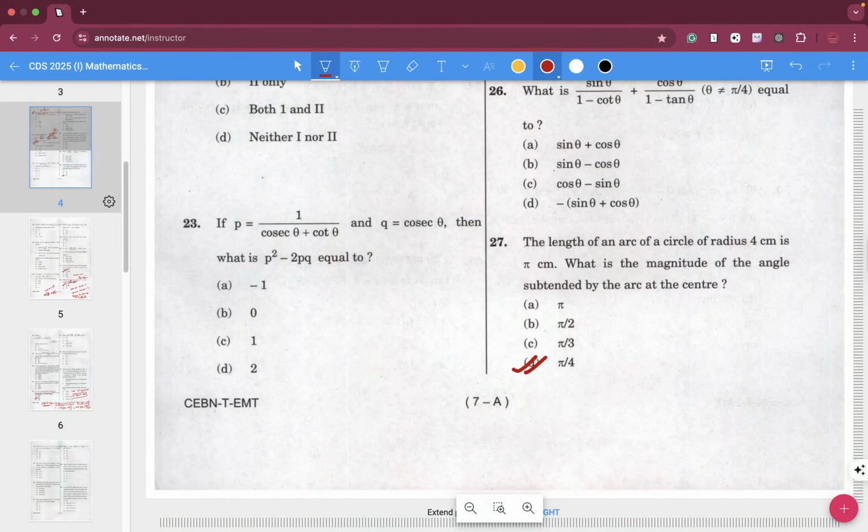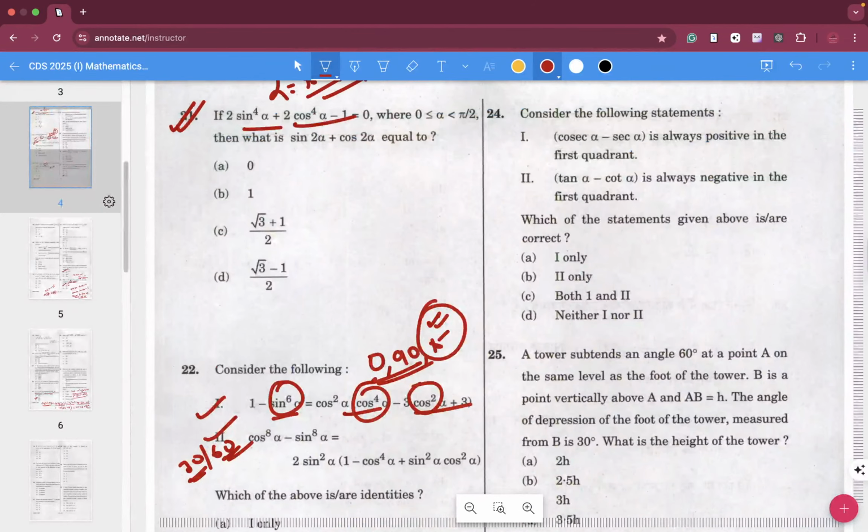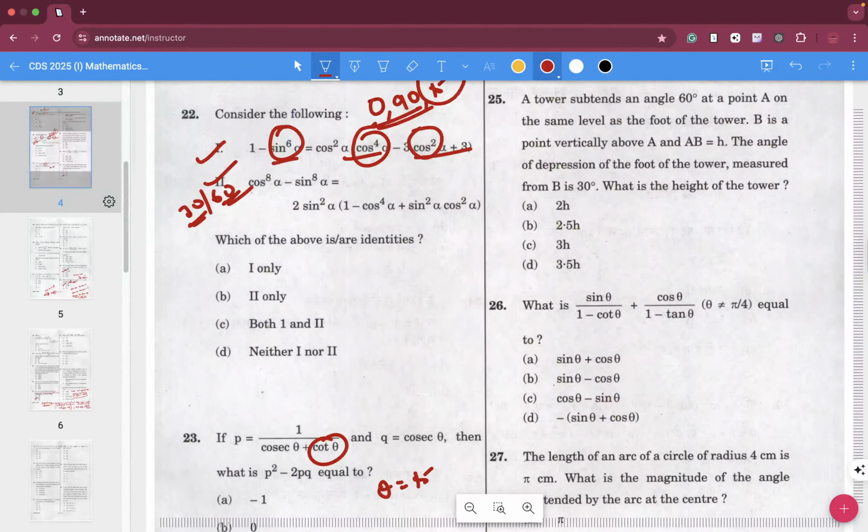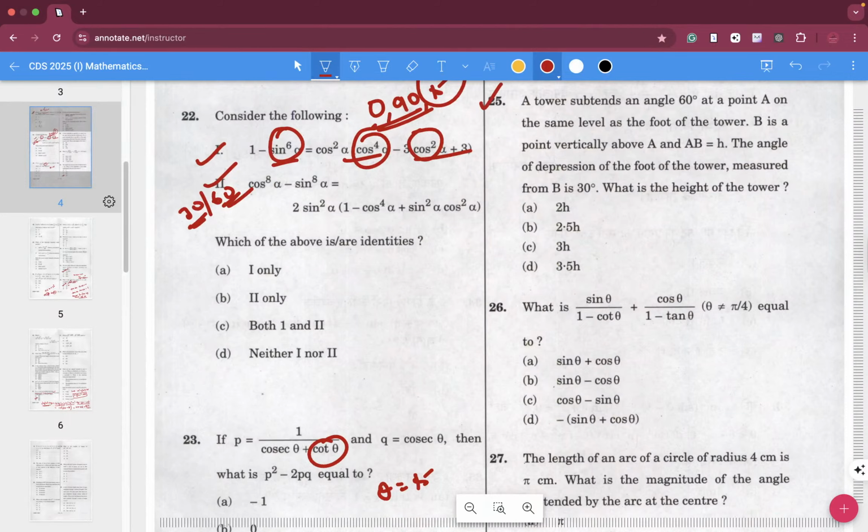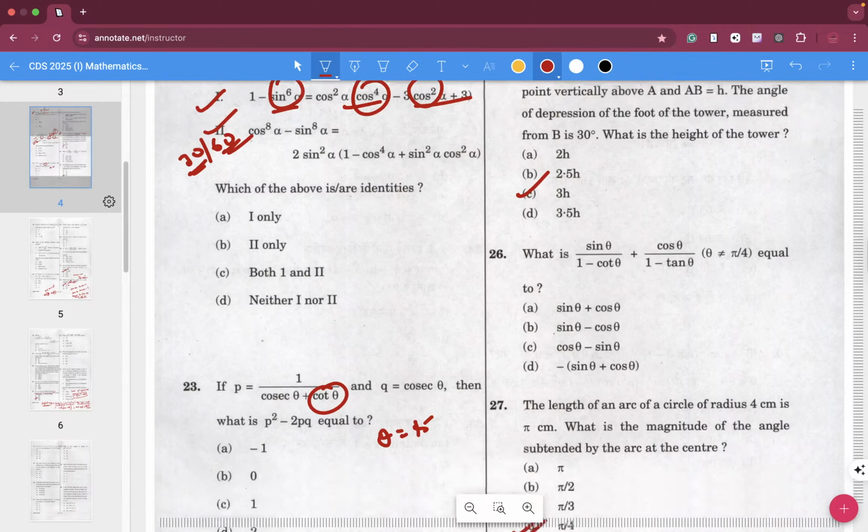And what did I tell you over here? Whenever you see cot, you have to put theta is equal to 45. You put theta is equal to 45, and we easily solve this question. This one, we drew the table and all that, and we got to understand that it was very easy. And for this one, this is a short question from height and distance. That also we solved and got 3h as the answer.